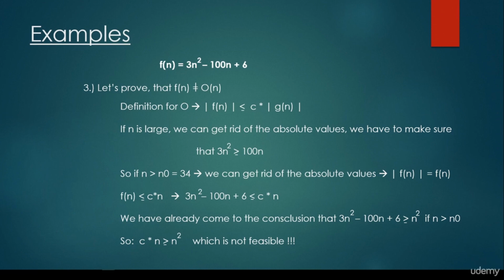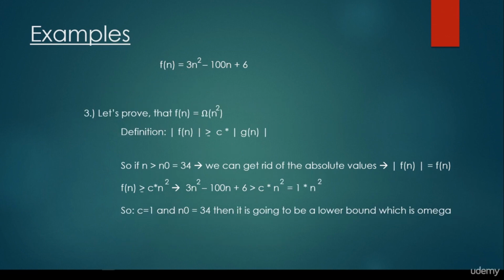So basically, we are not able to solve this equation, that c times n is greater or equal to n squared. So that's why we can come to the conclusion that f(n) is not equal to O(n). So basically, the linear function is not above this 3n squared minus 100n plus 6 function. And basically it is true.